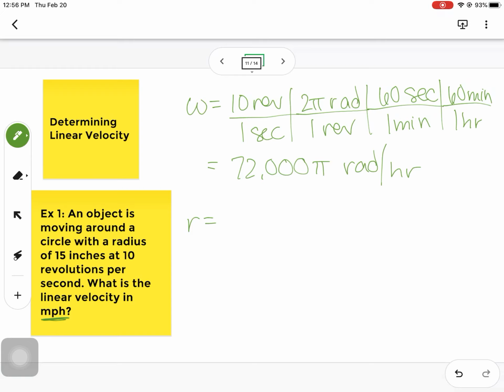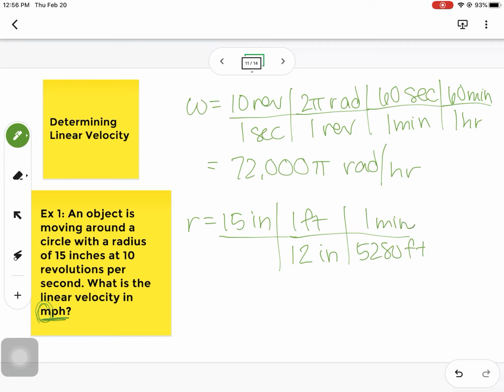My radius is 15 inches, but I want it in miles, so I have to convert this. So we're going to do 2 rounds of stoich. Inches to miles, I'm first going to do inches into feet, so 12 inches are in 1 foot, and then 5,280 feet are in 1 mile. That is a conversion you will need to know. What that's going to get me, and I'm just going to leave this as a fraction. So I just multiplied out the denominator.